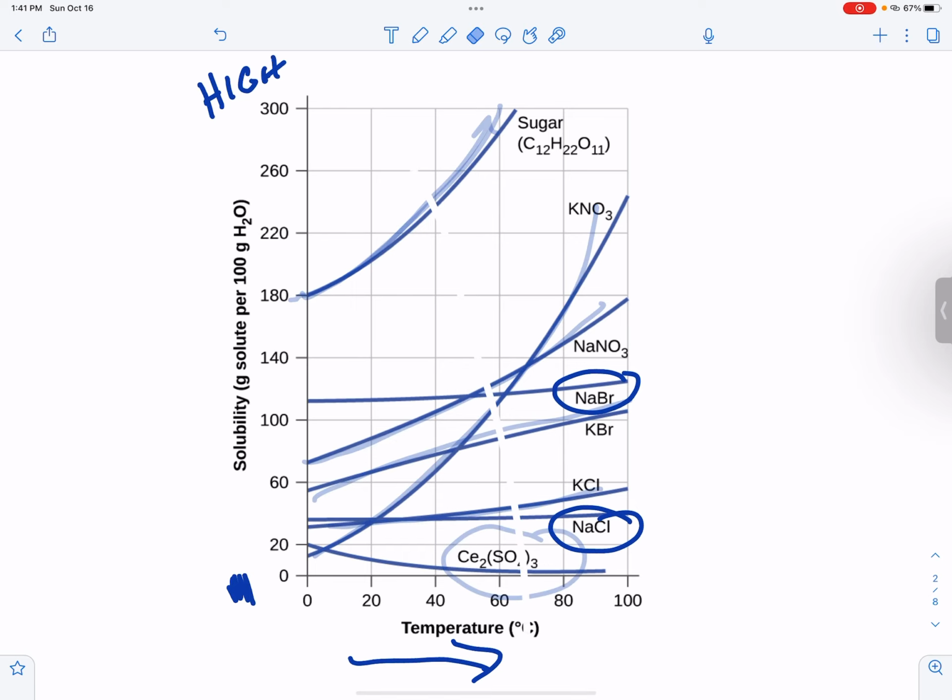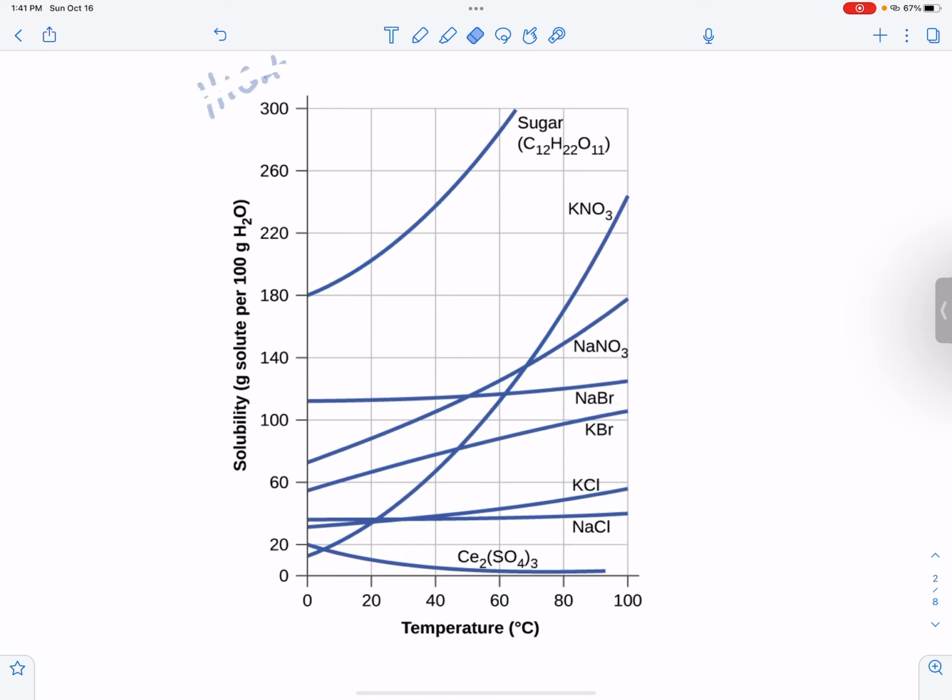But if you really had to answer this question, then you would actually need a chart like this or data to let you be able to say, oh, well, it actually does increase, and I can see that on the chart, or it decreases.